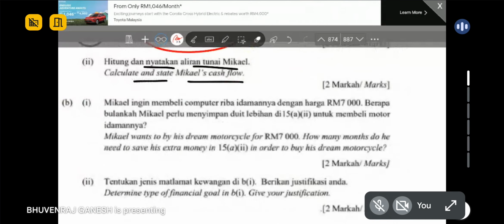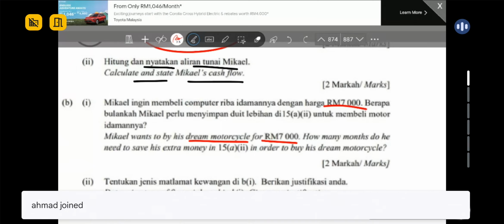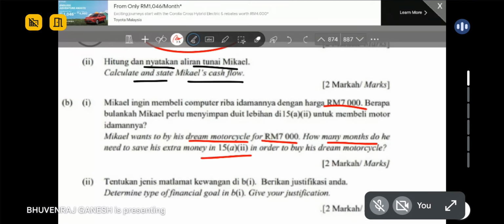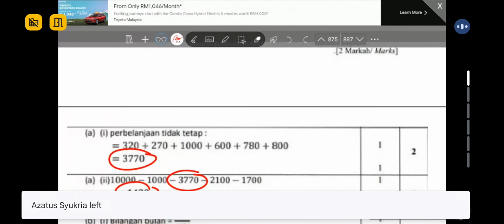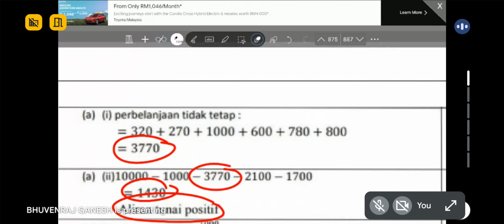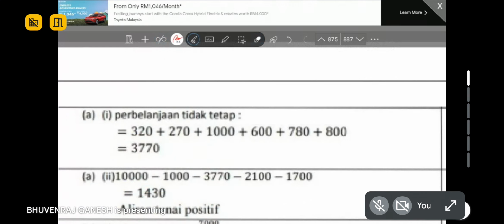Now they say Mikhail wants to buy his motorcycle, guys. Motorcycle or computer? Never mind lah. As long as the price is 7,000. So 7,000, they ask how many months, guys? Berapa bulan dia perlu? So how to find this? Macam mana cari? Anyone got idea? The total cost is 7,000. So what should I do? How to find the number of months? Bilangan bulan.